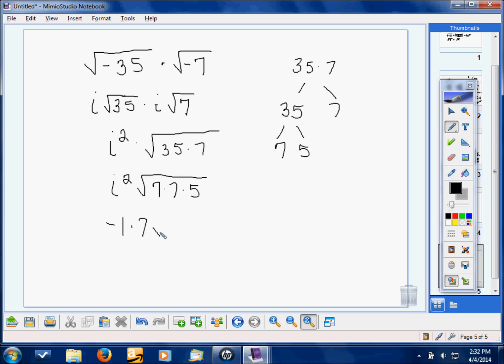Never mind. Not yet. Square root of 5. So it'll be -7 square root of 5. And that's it. You can't add unlike terms, but you can multiply them.